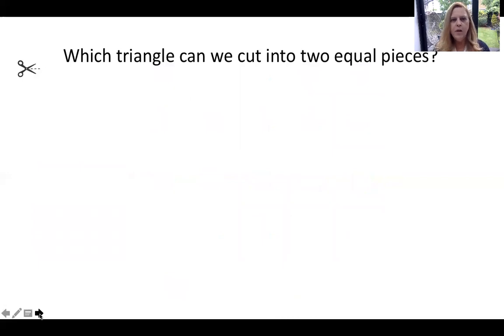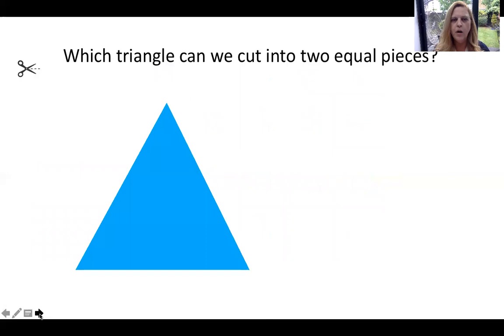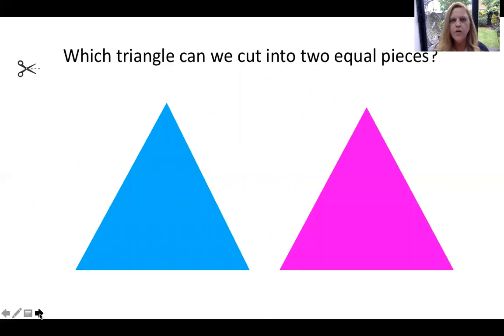Which triangle can we cut into 2 equal pieces? Equal meaning the same. So we have a blue triangle and a pink triangle. We get our scissors and we're going to cut the blue one. Boom. And we're going to get our scissors and we're going to cut the pink one. Boom.